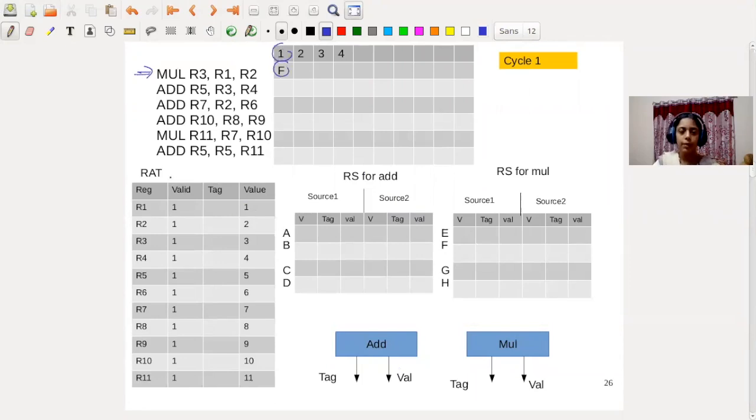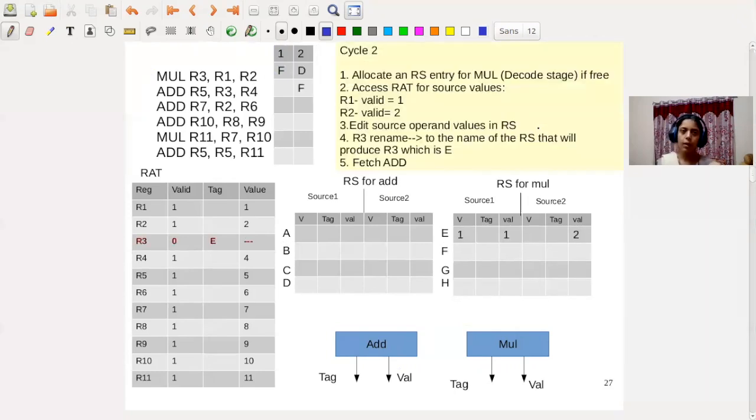Nothing else happens here in the first cycle because the instruction has just been fetched, and we are only doing single issue per cycle. So we are fetching only one instruction per cycle, and therefore this is the only instruction that is being fetched in cycle 1. Cycle 2, the instruction is decoded.